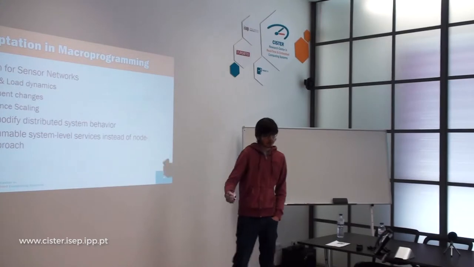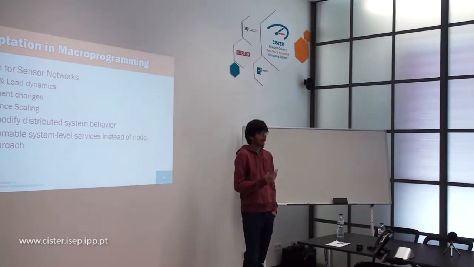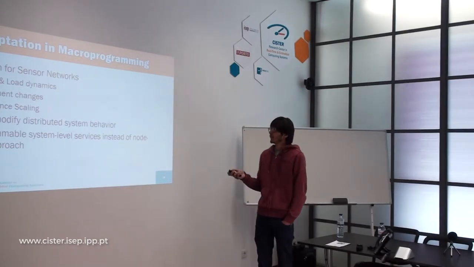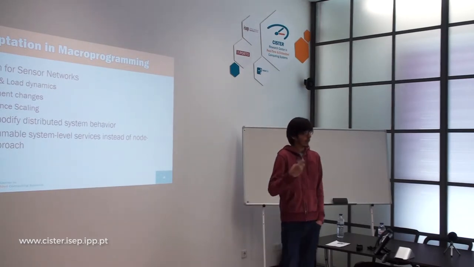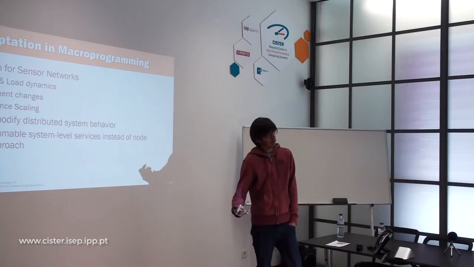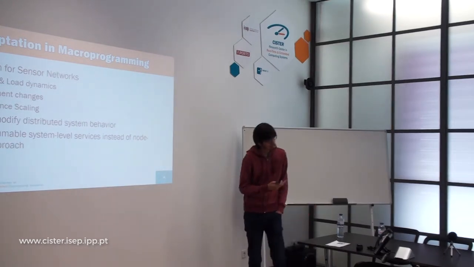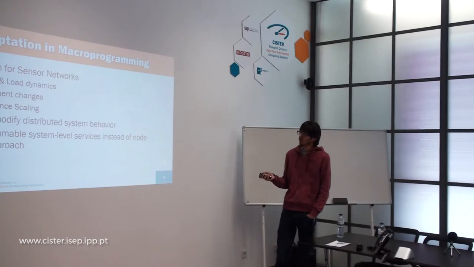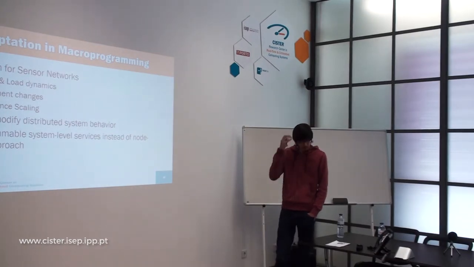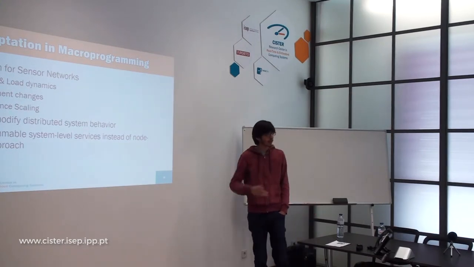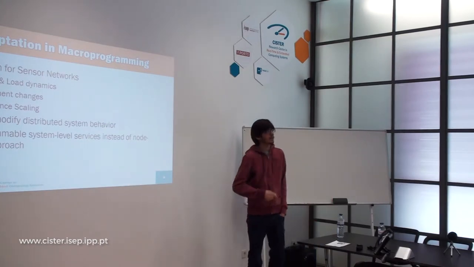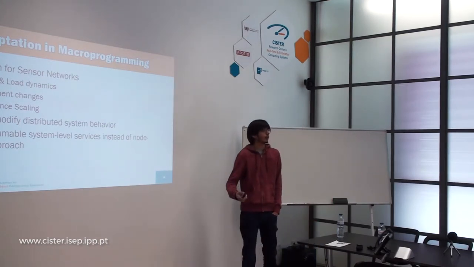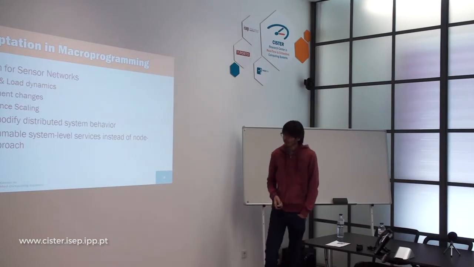And there are a lot of responsibilities for the programmer to take care of. When the network evolves, those adaptations have to be handled by the main programmer, which is not easy. So the goal is the ability to modify the whole system behavior in terms of sensor networks. And we want the user to program in such a way that they don't have to take care of all the things which I mentioned just now.